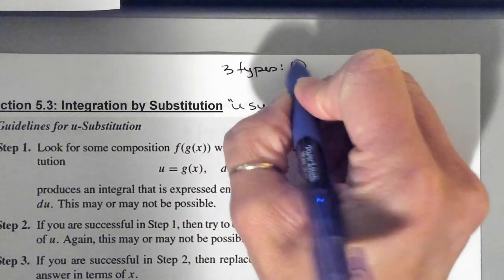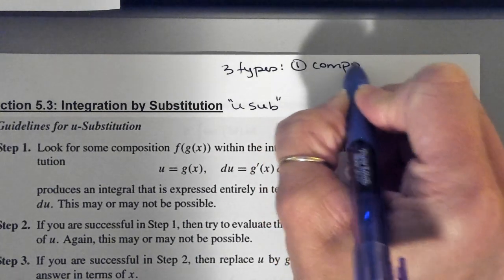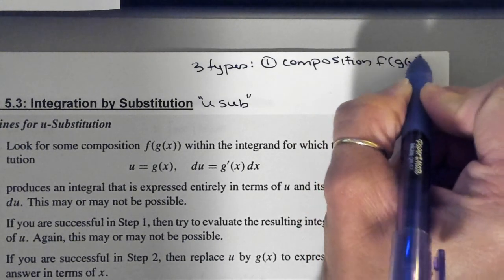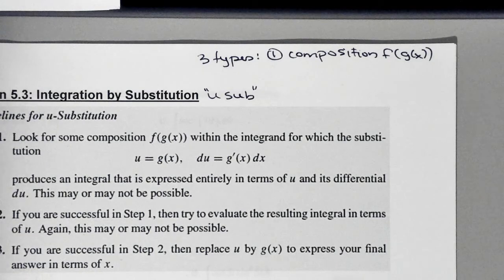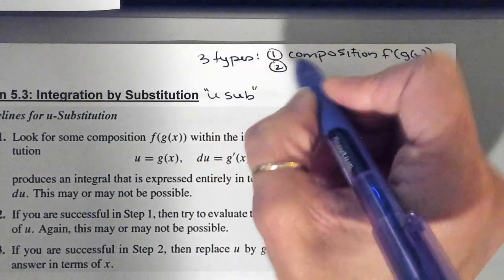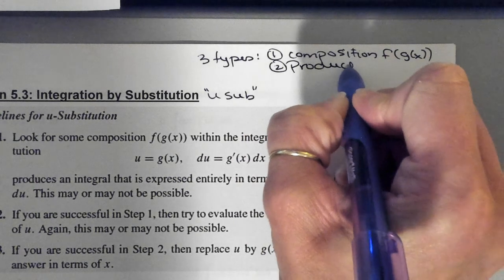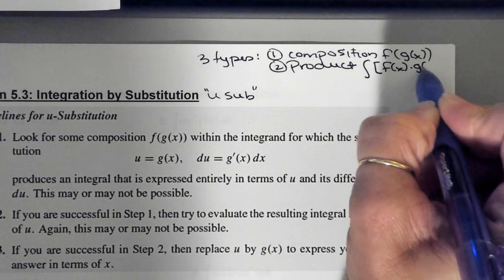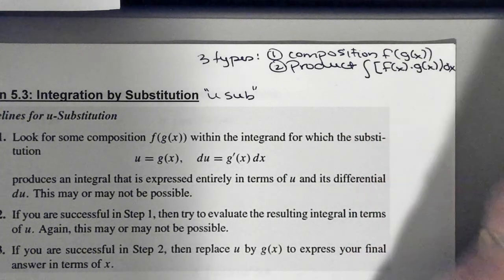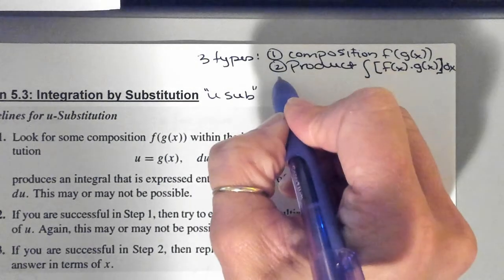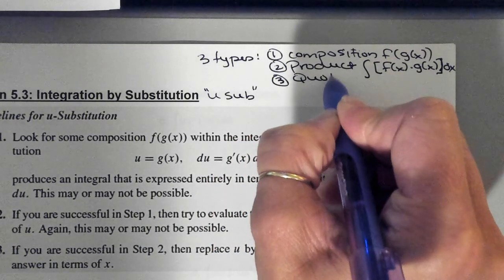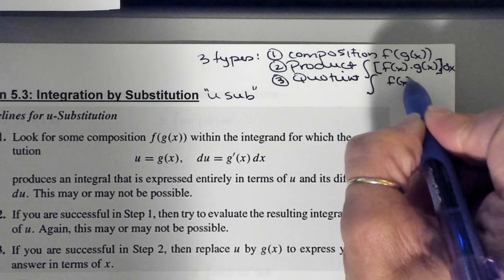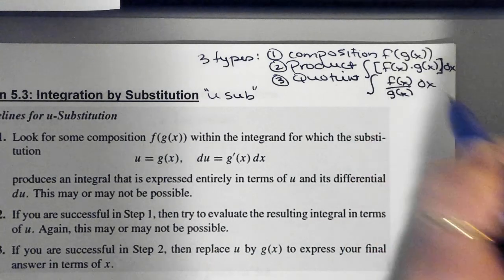The first and most common one is composition functions, and that would be f of g of x or something like that. The second one would be for a product, so you might have the integral of, let's say, f of x times g of x dx. And then the last one would be a quotient, so we'd have the integral of f of x over g of x dx.